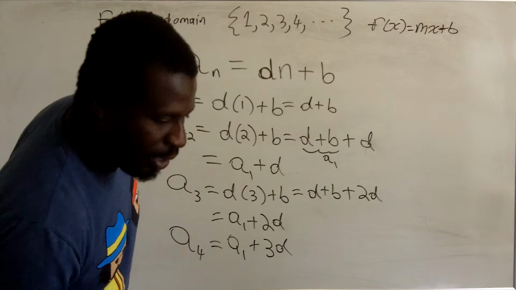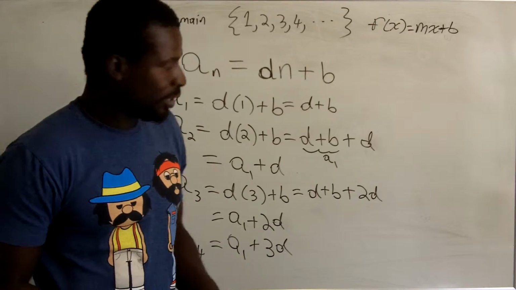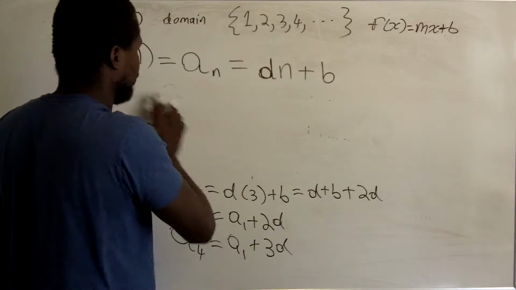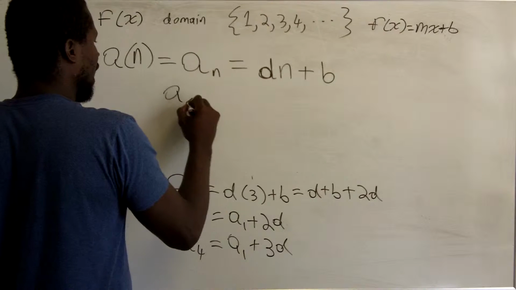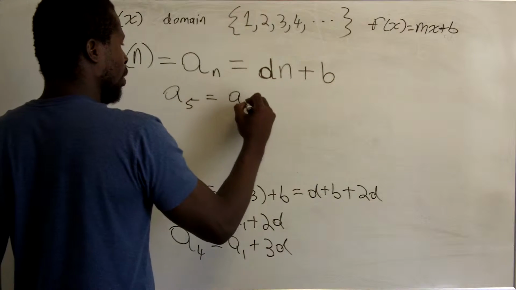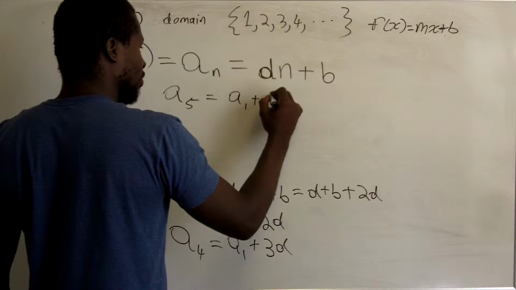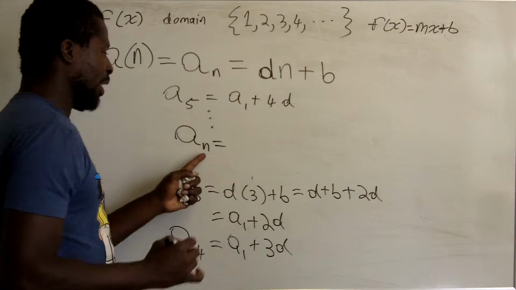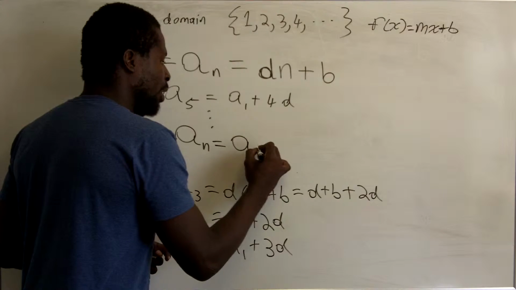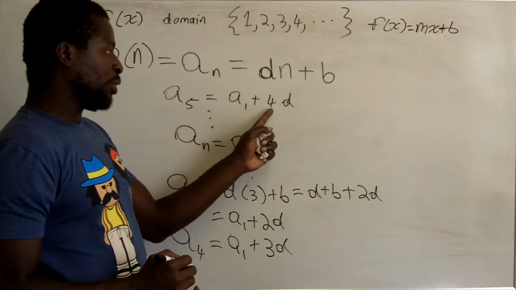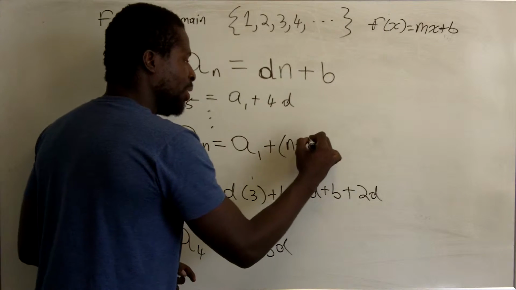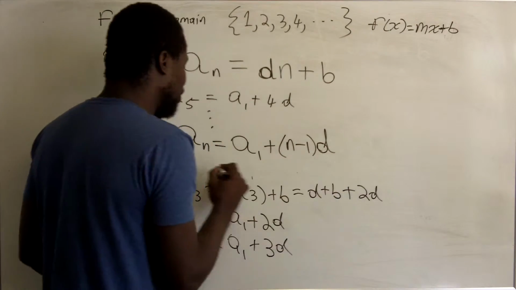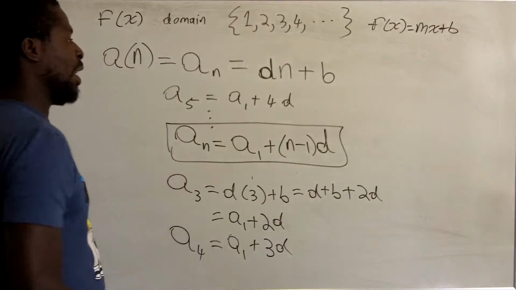Continue this arbitrarily. You would see that a5 would be equal to a1 plus 4d. And if you just continued, you would see that an, the nth term, would be equal to a1 plus, well, since this is 5, that was 4, it has to be n minus 1, whatever this number is, that number is 1 less, multiplied by d. And this is the formula for the nth term of an arithmetic sequence.